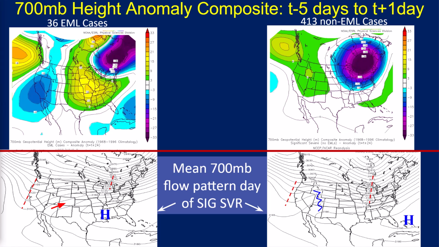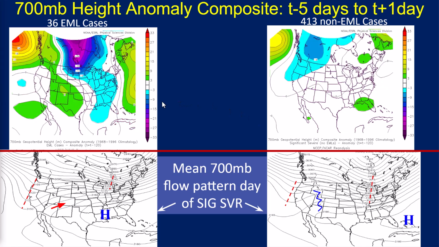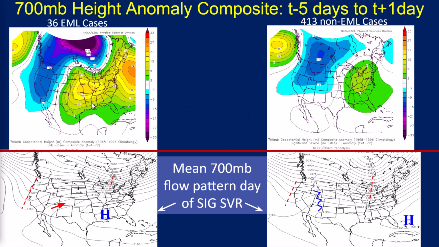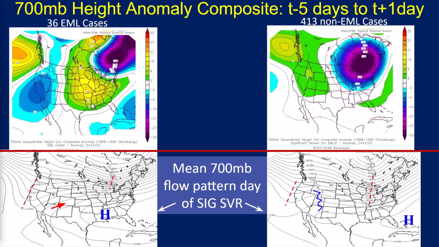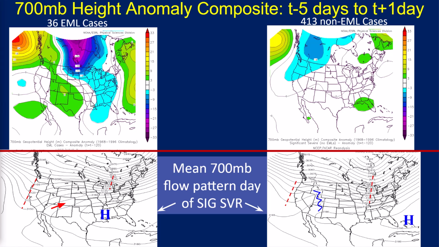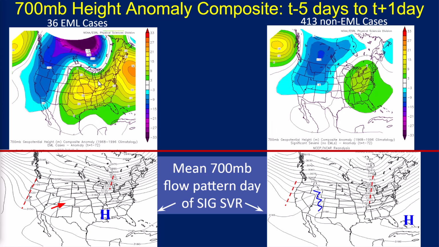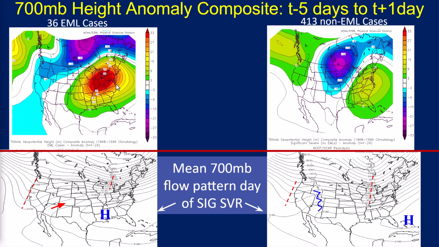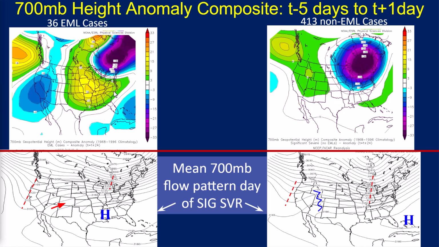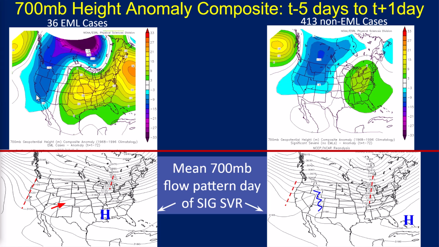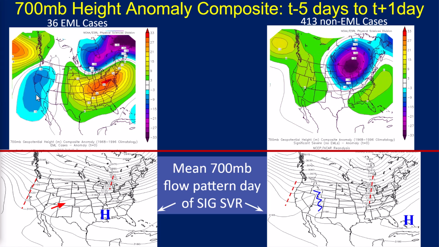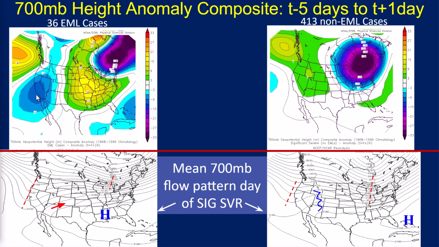The top loops show the evolution of the 700 millibar height anomaly field from T-5 days up through the day after the significant severe occurs. The positive height anomaly associated with the building ridge over the Tennessee River Valley is strong in the EML composite. There is also a stronger negative height anomaly field along the west coast, which helps to eject the EML plume northeastward from the Intermountain West across the Great Plains.